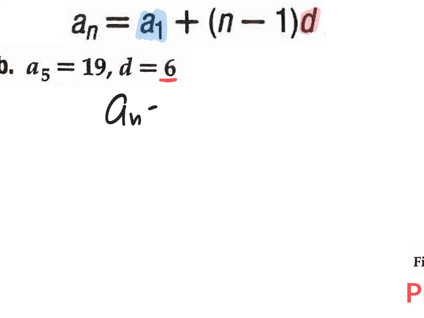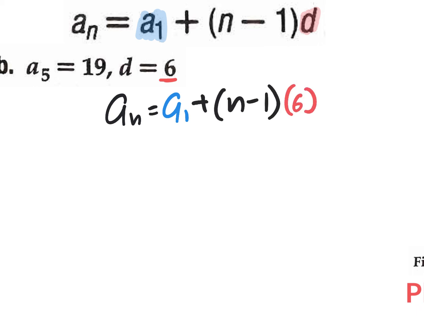A sub n equals, see, I don't know a sub 1. I don't know it. But I do know that common difference, 6. So I have plugged in that so far. What else do they give us? They give us a sub 5. Where do you think I could plug a sub 5 in?